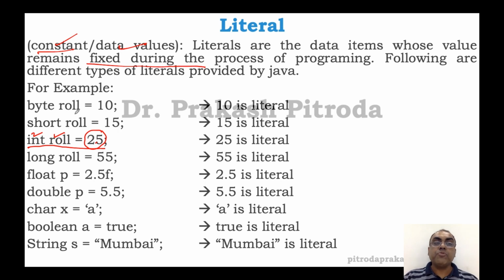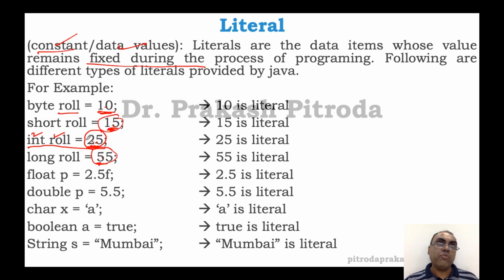Whereas a variable keeps on varying. In one program, roll can be 10. In another program, roll can be 25 also. A variable can keep changing its value, but a constant can't change its value. Now, for each data type, there is a constant based on its memory, you can say data range. So if I say here byte roll is equal to 10, then 10 is a literal over here. So is 10, 15, 25, 55. This number cannot exceed its range.